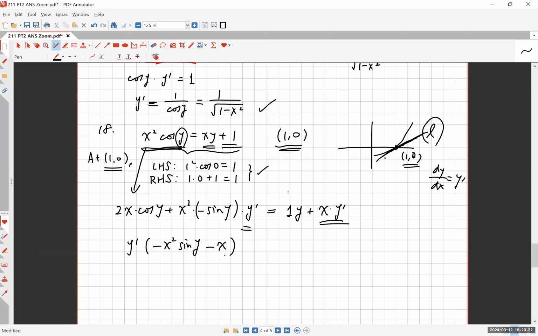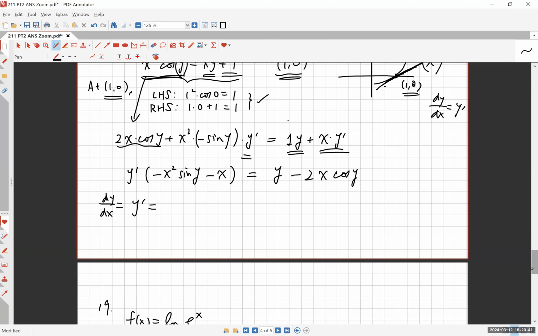I'm going to factor out y prime. And then on the right-hand side, I have y minus 2x cosine y. That's right here. Okay, so y prime, which is dy dx. Remember, this is the slope of the tangent line because it is basically the difference quotient, the delta y over delta x when delta x becomes 0. That would be a long expression. It's this whole thing, y minus 2x cosine y divided by negative x squared sine of y minus x.